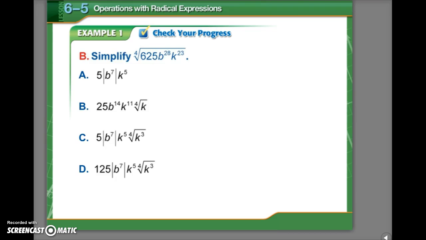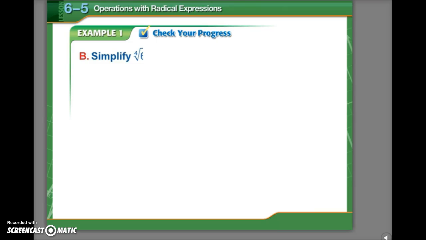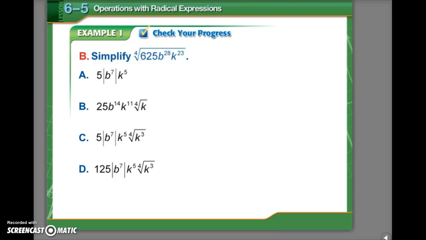Okay, for part B, check your progress. This time we have a 4th root. We haven't seen a 4th root yet, but we have the 4th root of 625 b to the 28th k to the 23rd power. Pause the video as long as you need. When you're ready and you have your answer, come on back and go to the next slide. Your answer this time is C.